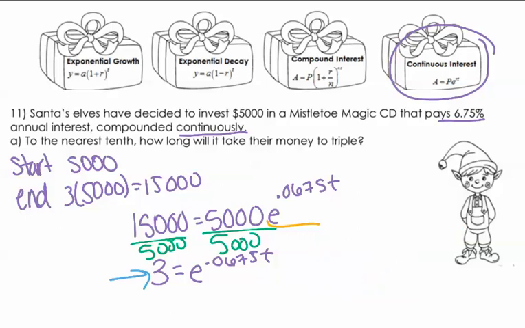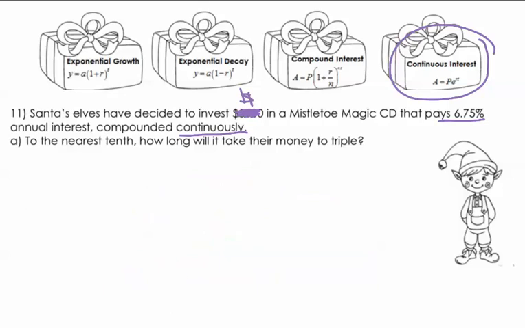So sometimes, and we need to be aware of this because this will happen, you will definitely see this, sometimes it's not going to give you a starting amount. It'll just say that Santa's elves have decided to invest money, so we don't have that anymore. To invest money in a mistletoe magic CD that pays 6.75% annual interest compounded continuously. To the nearest tenth, how long will it take them to triple their money? So it's totally irrelevant how much money they're starting with.